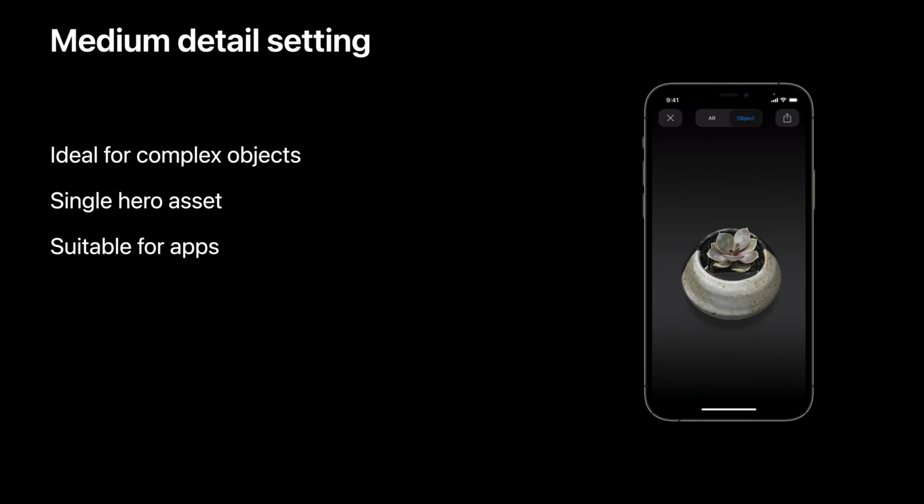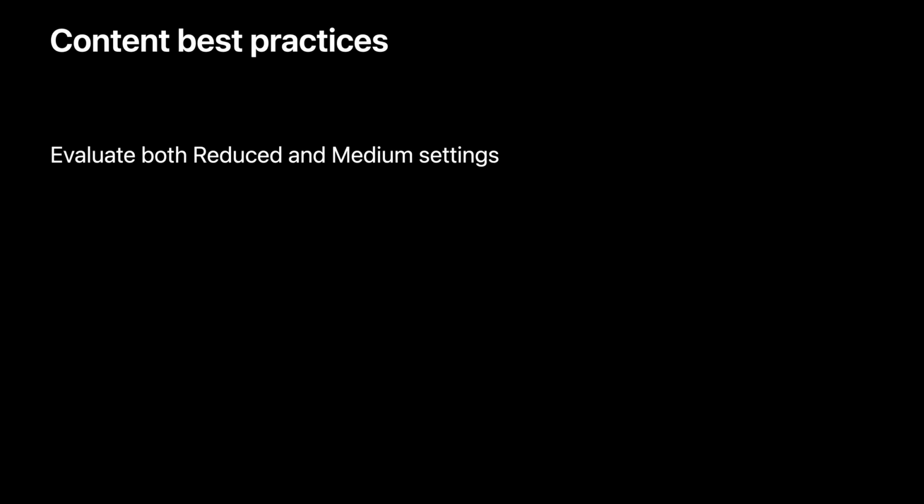Similarly, the medium detail setting is more suitable for apps where there's already a local copy of the asset on the device, which eliminates download times. In summary, we recommend you evaluate both detail settings and base your decision depending on your object and use case. Be sure to test your asset on a variety of iOS hardware to ensure device compatibility and performance.